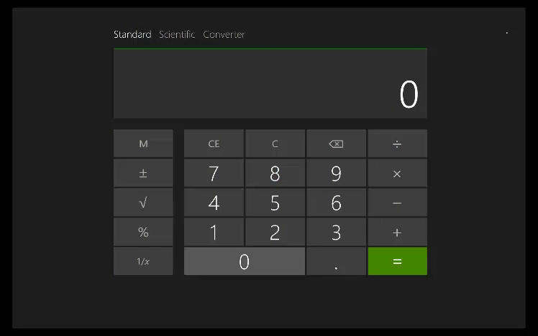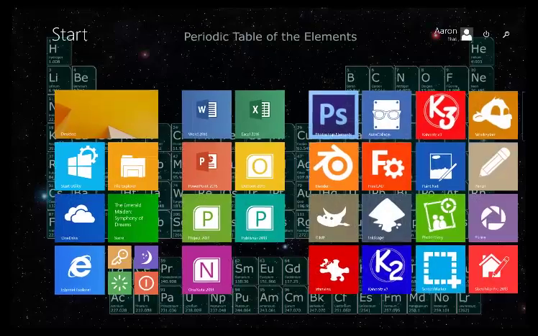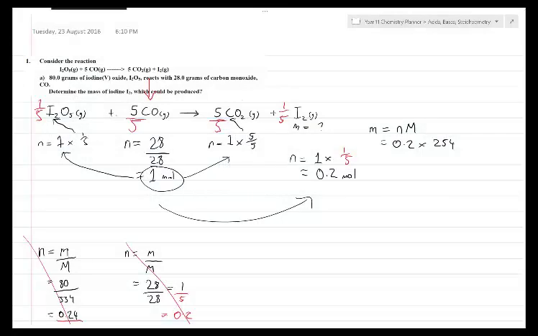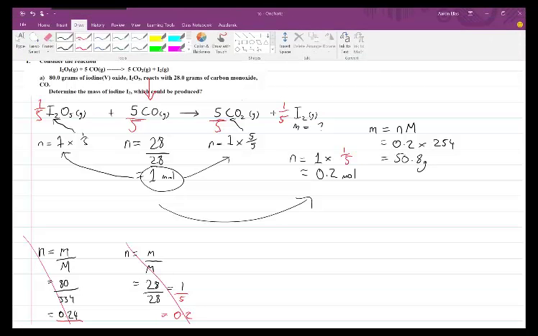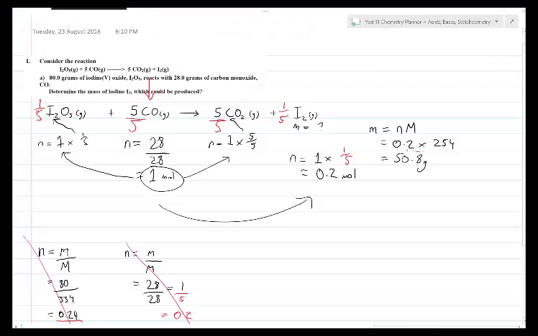So, it is 0.2 multiplied by 254, which gives us 50.8. Okay. Which is equal to 50.8 grams. Okay, it was worth the wait, wasn't it? Alright, so this is our final answer. Okay, so they're the steps that you need to take in order to find out the mass of anything.